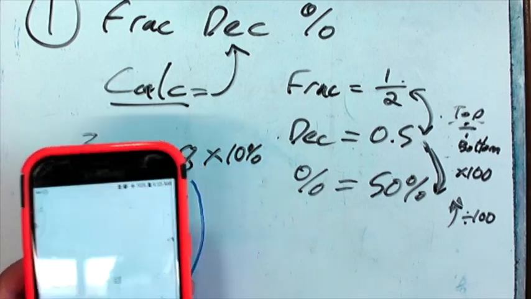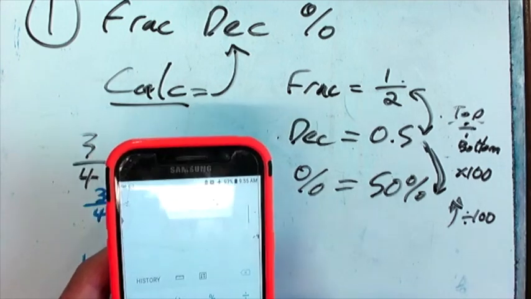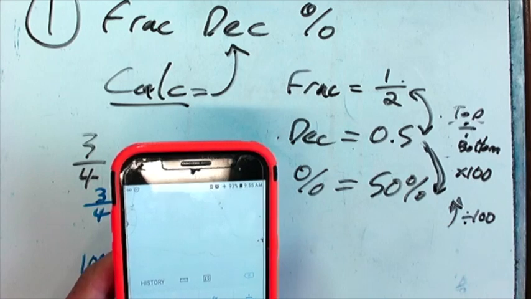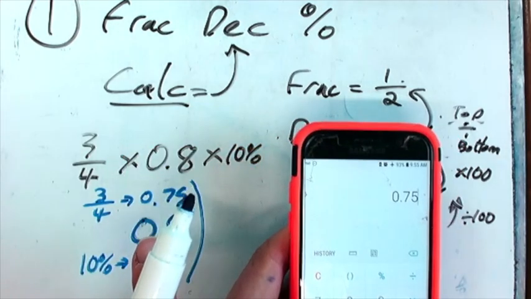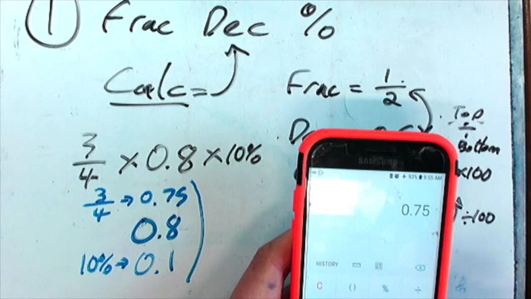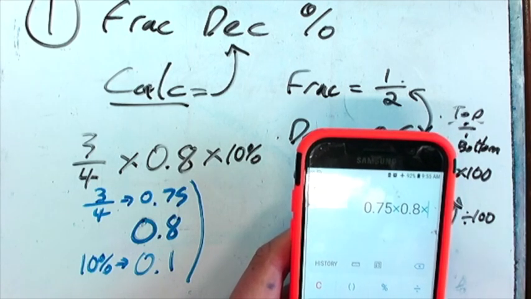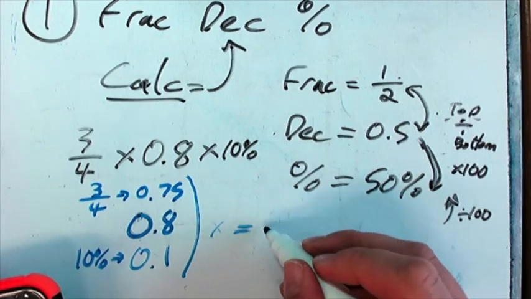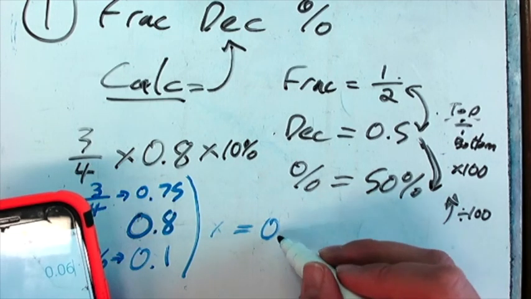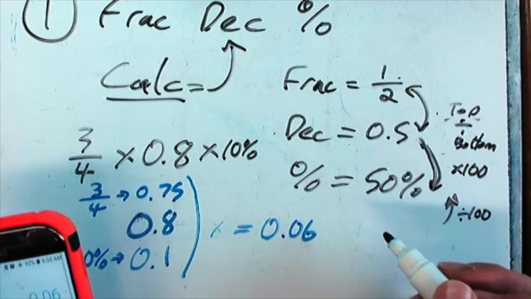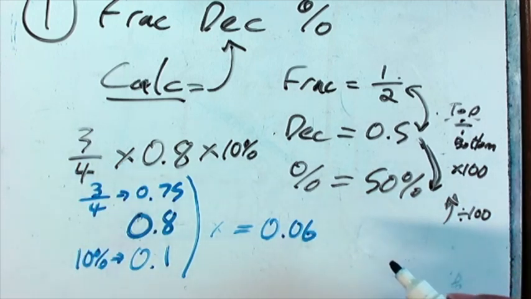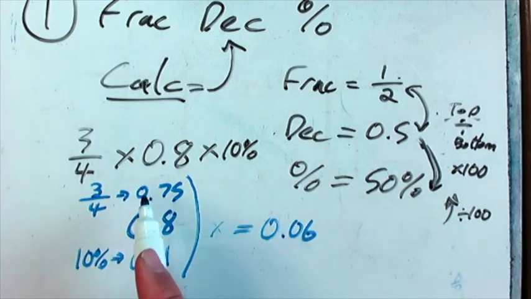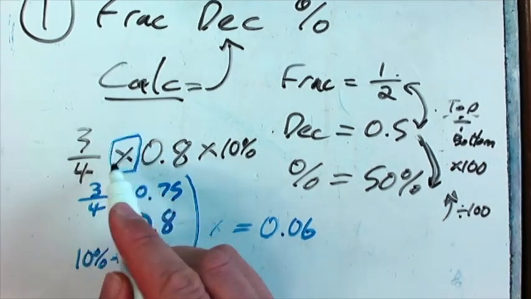And how do I put that together? Well, I've been asked to multiply them here. So I'm going to take 0.75, my first number, times my second number, 0.8, times my third number, 0.1. Bingo bango, 0.06. When I times all of those together, it equals 0.06.